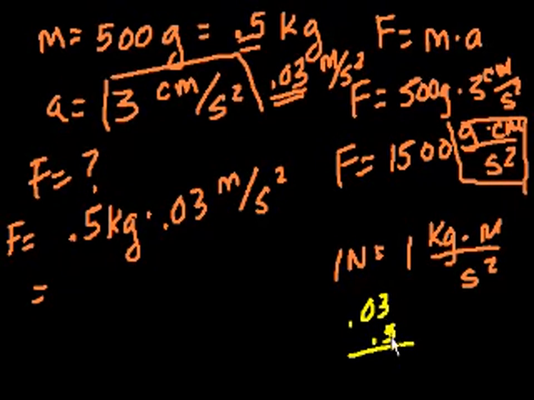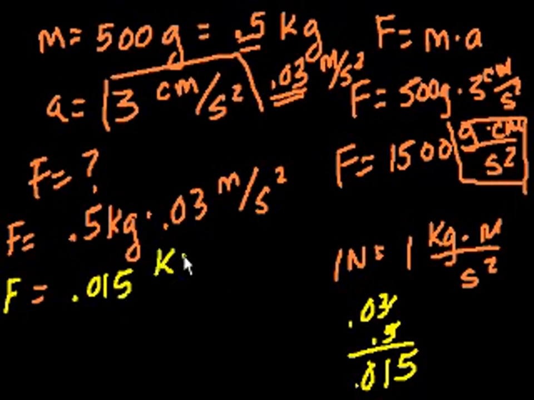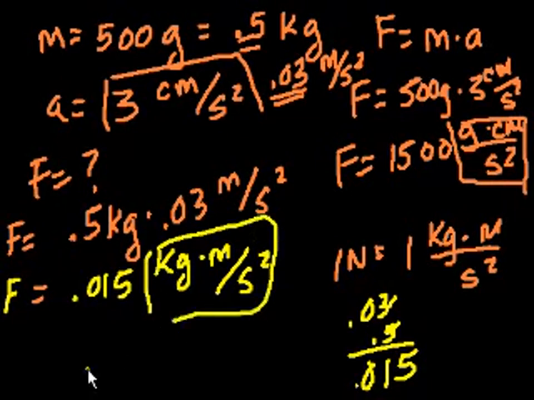5 times 3 is 15. And then how many digits do we have behind the decimal? Let's see, we have 1, 2, 3. We have to add the 0 because we need 3 spaces behind the decimal point. So we get the force is equal to 0.015 kilogram meters per second squared. And this is a newton. So the force is equal to 0.015 newtons. Let's do another problem.